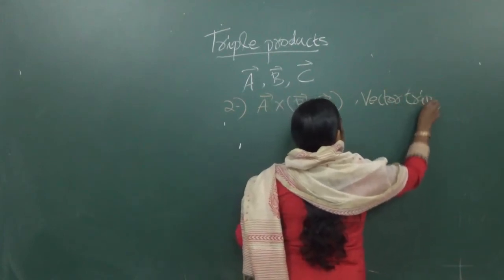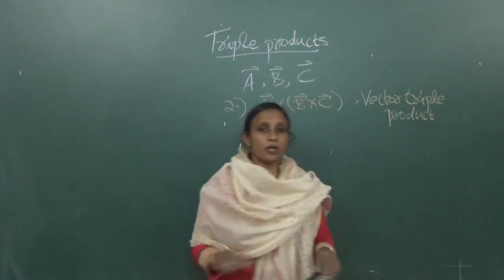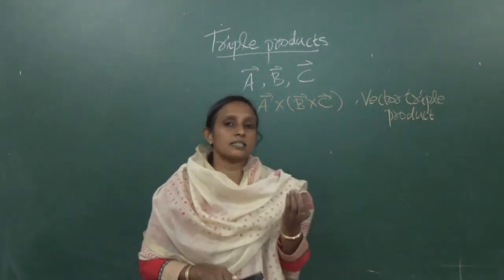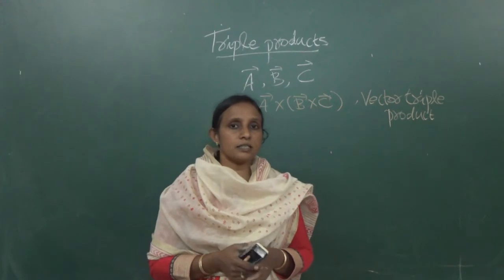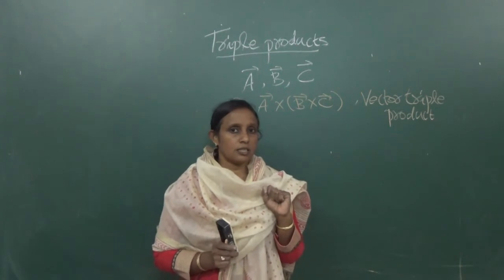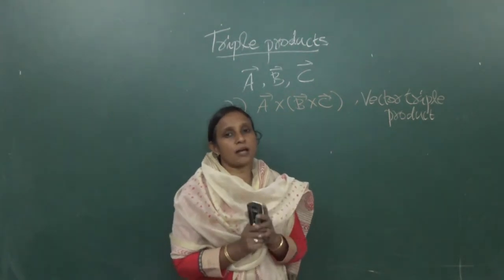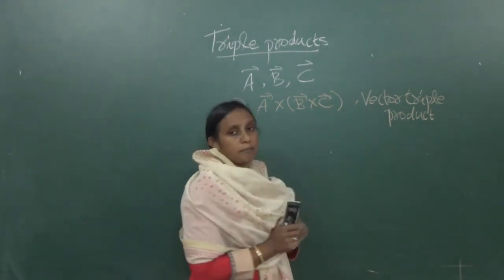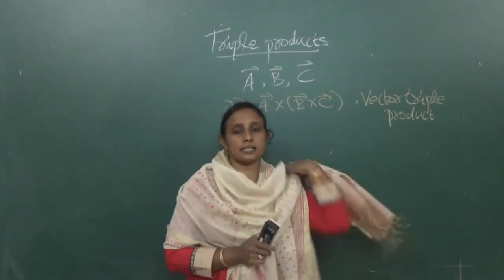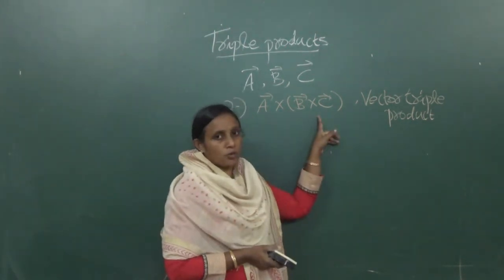Why is it called vector triple product? Because in this case the resultant is a vector. In our previous case the resultant is a scalar. In the case of box product, the resultant is a scalar quantity, which we found is geometrically equivalent to the volume of a parallelepiped. At the same time, in the case of vector triple product, the resultant itself is a vector.